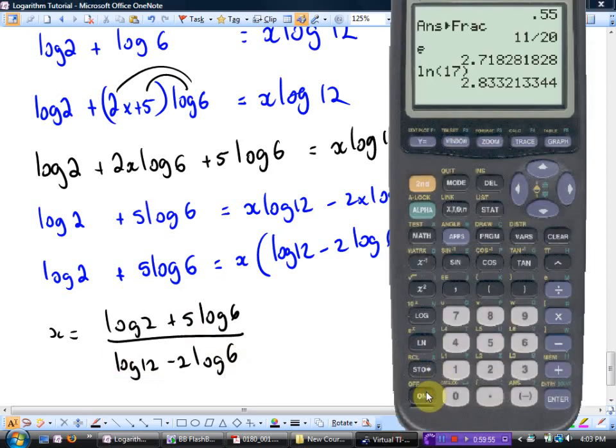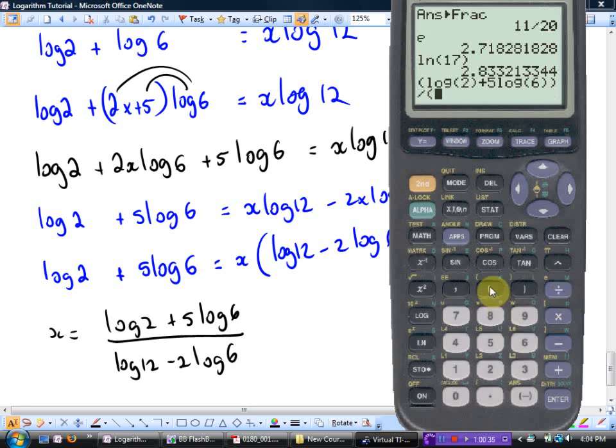Since I have a top and a bottom, I'm going to put the entire top in brackets and then divided by, and the entire bottom in brackets. The first thing I'm typing is bracket. Log 2. I notice it opened a bracket in front of the 2, so I better close that off. Plus 5 log 6. I need to close the bracket off for the log. Did I just come to the end of the top? Yes, so now I need to close that bracket off.